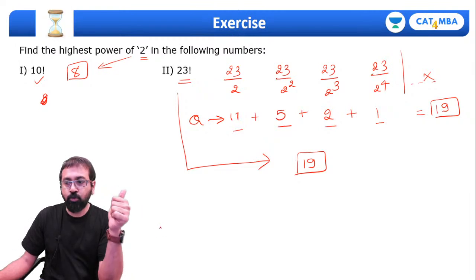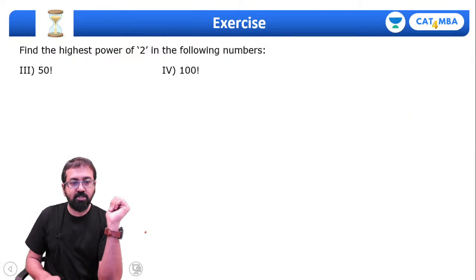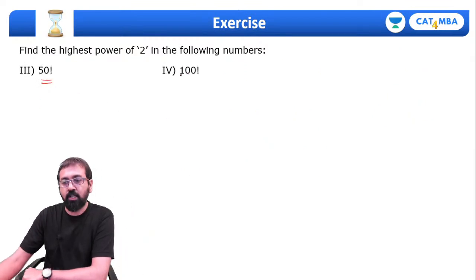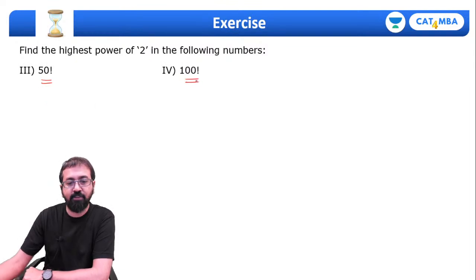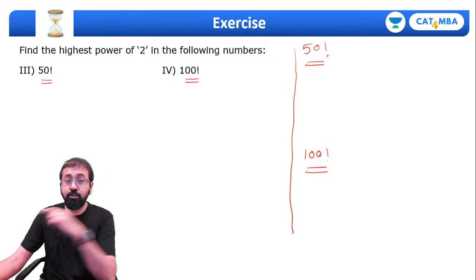Great. So can we take a few more questions, guys? Are you up for a few more questions? Show me a thumbs up if you're ready for more questions. Yeah, so here it comes. Quickly find out the power of 2 in 50 factorial and then 100 factorial. First calculate for 50 factorial and then for 100 factorial. Now it should happen in your mind.